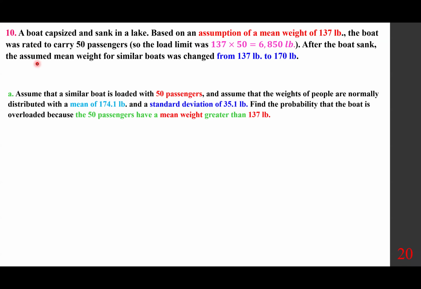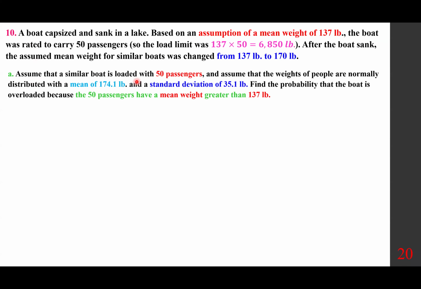Here's the question. Assume that a similar boat is loaded with 50 passengers and assume that the weights of people are normally distributed with a mean of 174.1 pounds and a standard deviation of 35.1 pounds. Find the probability that the boat is overloaded because the 50 passengers have a mean weight greater than 137 pounds.